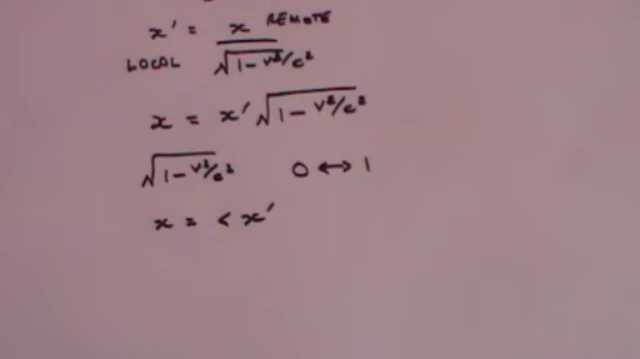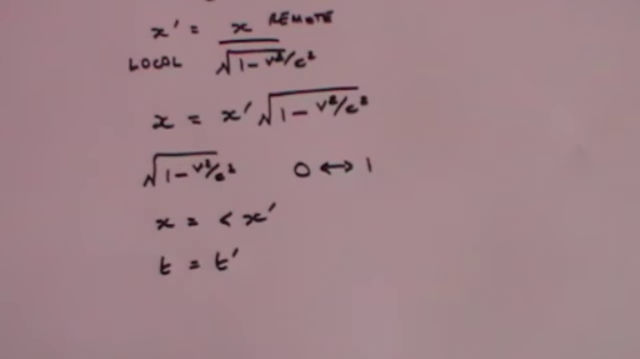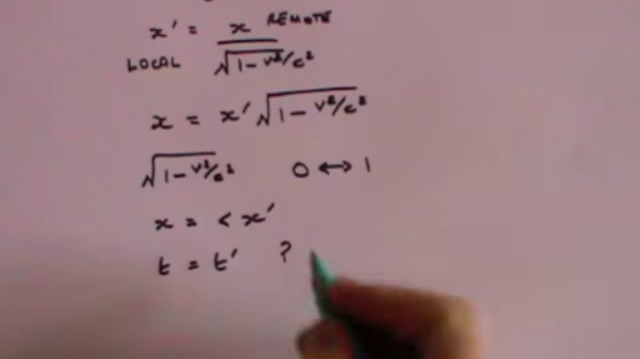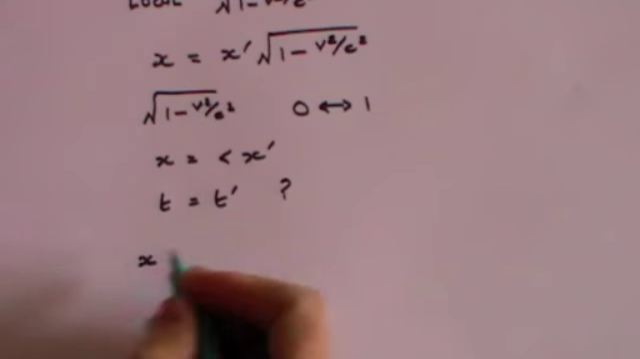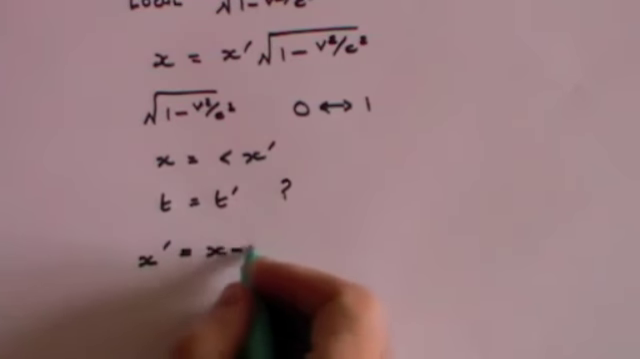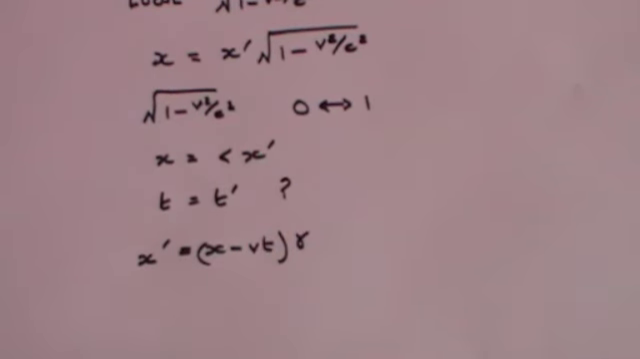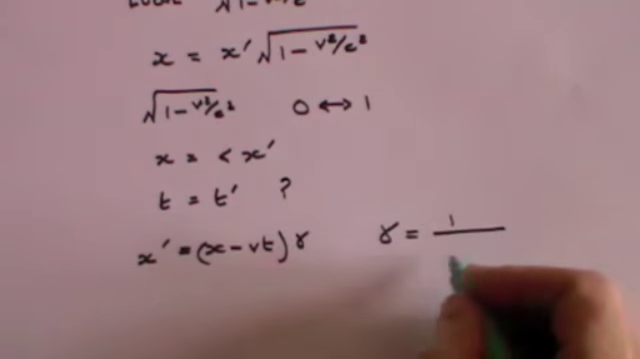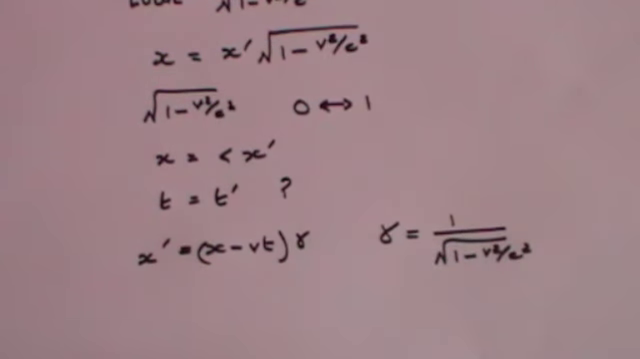Now, what about time? Because we've always assumed up to this point that time is the same, that t equals t prime. Now, is that right? Well, I can tell you it isn't, but let's see why. Let's go back to our famous formula that x prime is equal to x minus vt multiplied by the Lorentz transformation, which I shall say is gamma. Remember that gamma is equal to 1 over the square root of 1 minus v squared over c squared.